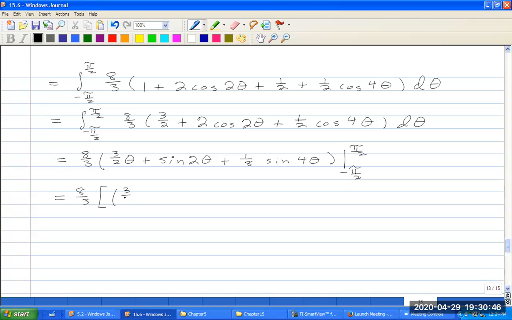So I'll do 3 halves times pi over 2 plus the sine of pi, which is 0. Okay. The sine of 4 times pi over 2, the sine of 2 pi is 0. Minus, let's plug in minus a half. So that's 3 halves times minus pi over 2. The sine of minus pi is 0. The sine of minus 2 pi is 0. So this is equal to 3/4 plus 3/4, which is 3 halves. So it's 8/3 times 3 halves pi.